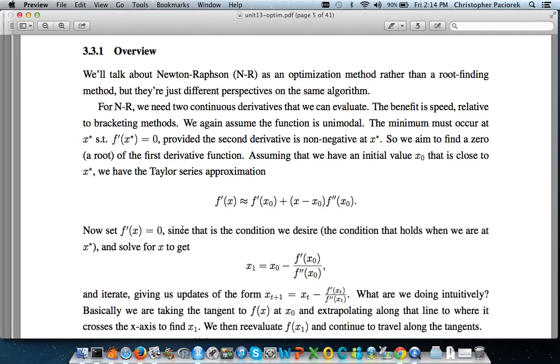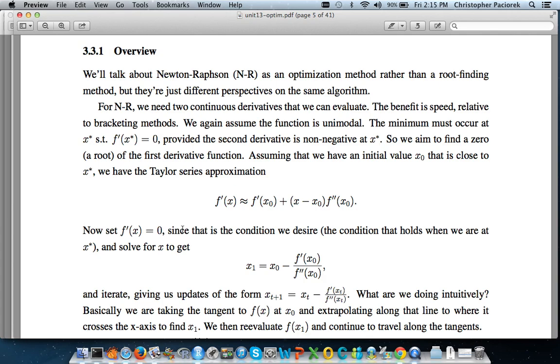Okay, so suppose our starting point is x0. The idea is we're going to use a Taylor series approximation to get the linear approximation to f prime of x at the point x0. So we're going to say our linear approximation to the f prime of x curve is going to be f prime at x0 plus x minus x0 times f double prime of x0. This equation gives us this tangent line to the function. So that's a linear approximation to this potentially nonlinear function.